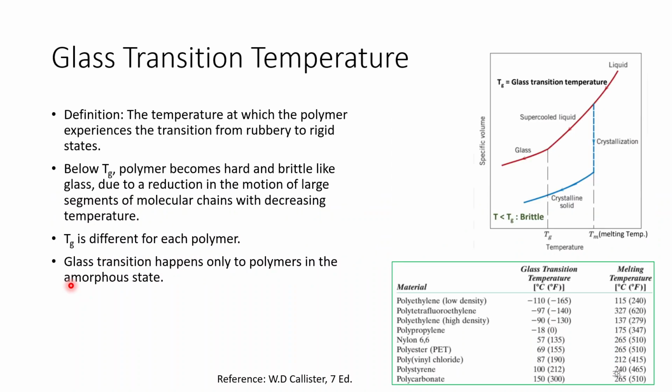Next up, you have glass transition temperature. By definition, it is the temperature at which the polymer experiences the transition from rubbery to rigid states. Below glass transition temperature, your polymer becomes hard and brittle like glass due to the reduction in motion of large segments of molecular chains with decreasing temperature, and Tg is different for each polymer. Now glass transition happens only to polymers in the amorphous state. If your material is 100% crystalline, it won't be showing any glass transition.